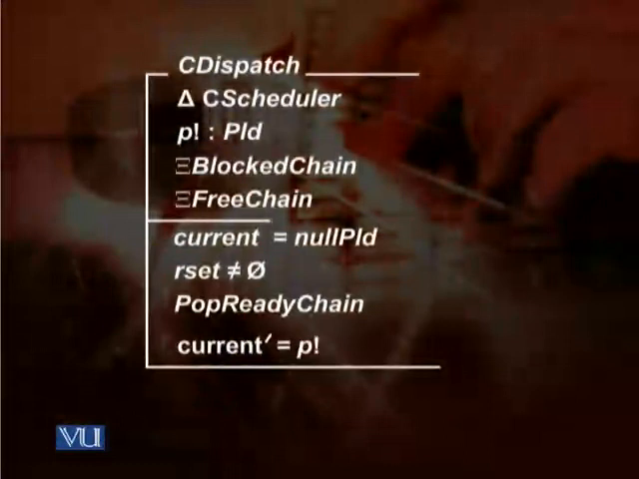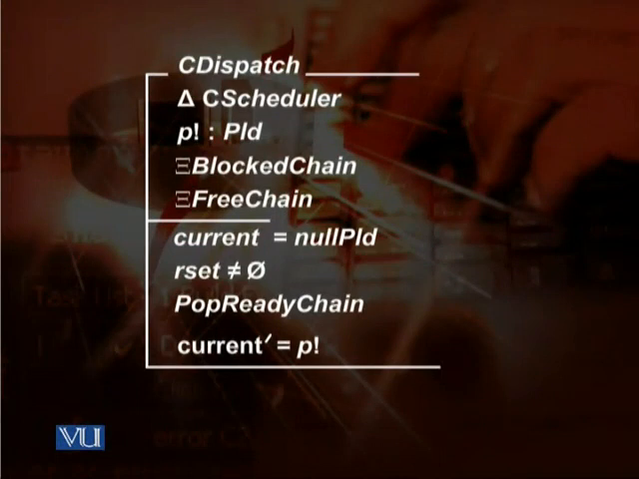Now we have C dispatch, which modifies the C scheduler. P PID, we have blocked chain and we have free chain. These are not modified when we have this dispatch. We have the same old requirement that current is equal to null PID. R set is not equal to empty. So we pop from ready chain and we say current is equal to P that has been popped there.